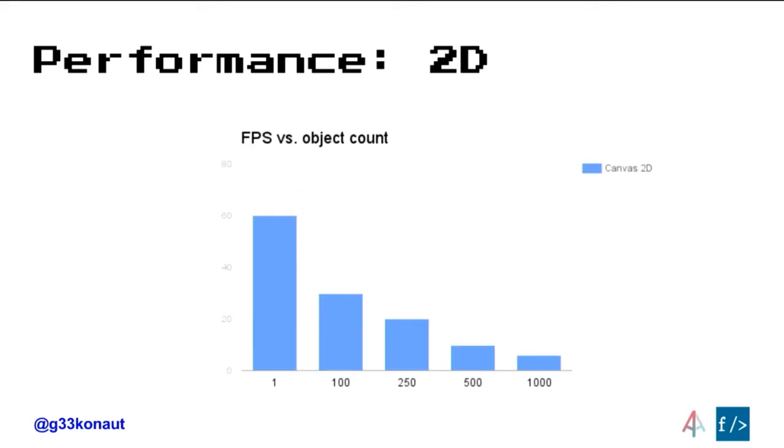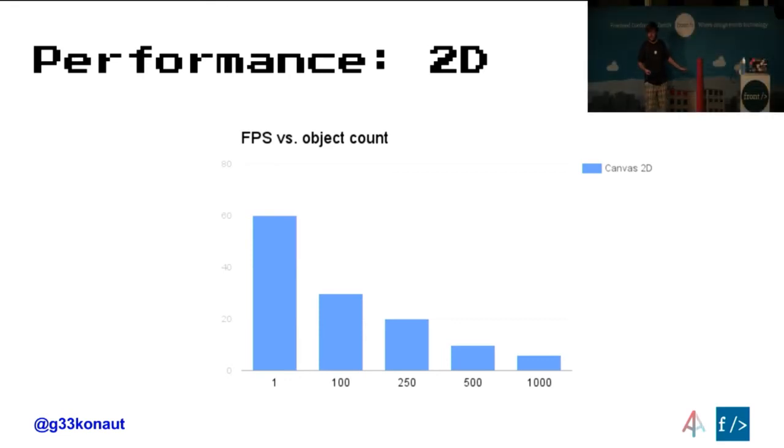Let's see how we do. Here, the height of the bar means how many frames per second we get, and the columns mean the different number of objects. With 1 object, we get 60 frames. We're good. With 100 objects, we get not that many frames, and then it goes down the hill.